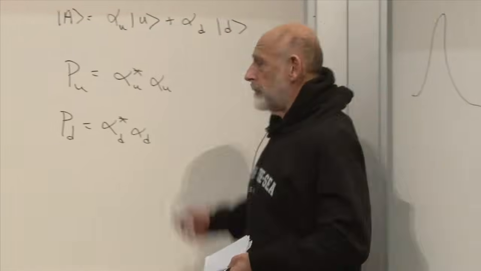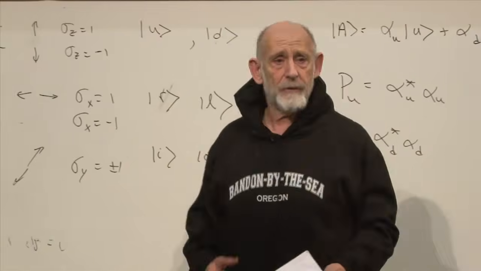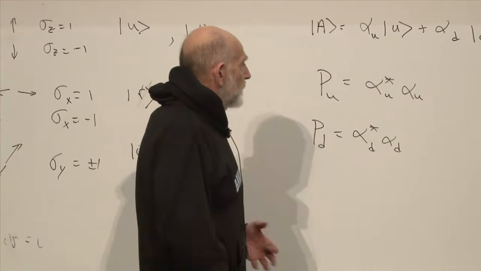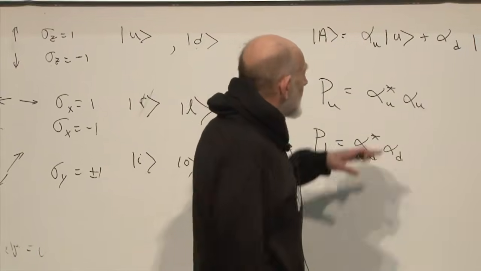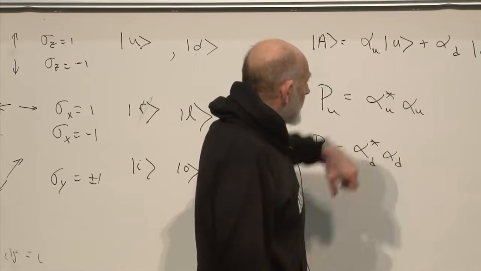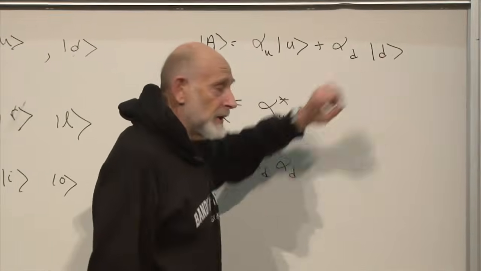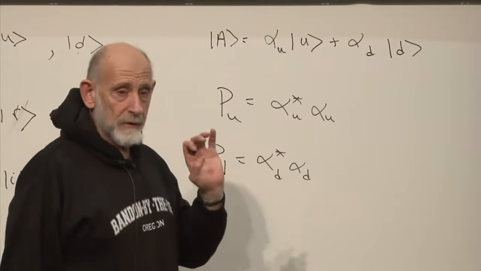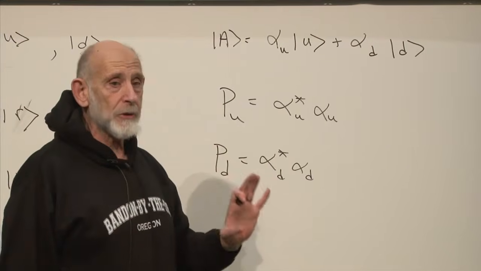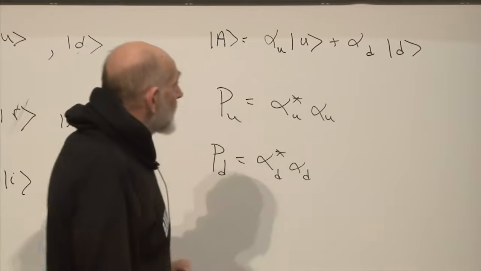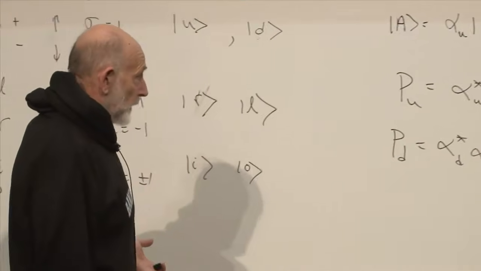The same is true of up and down. Up is distinctly different than down. If you measure up, you'll measure up again and again and again. And the implication of that in quantum mechanics for the vectors is that things that correspond to physically unambiguous different situations are orthogonal to each other. So up and down are orthogonal to each other.